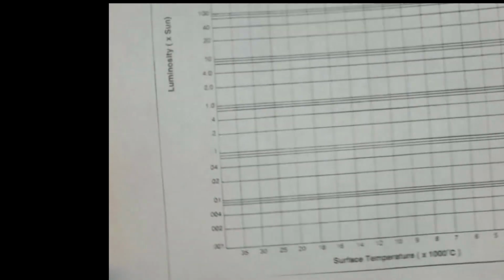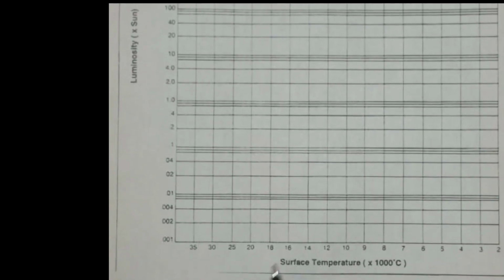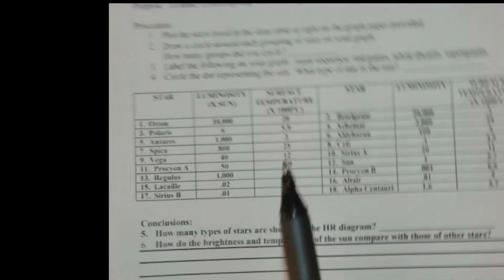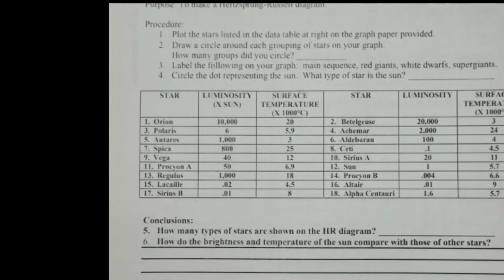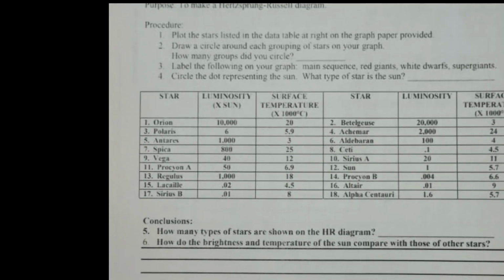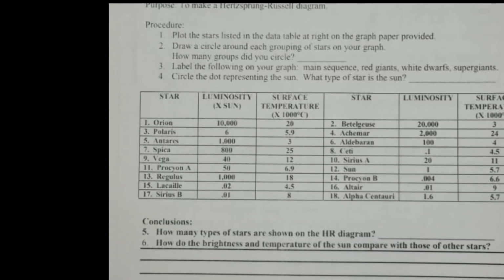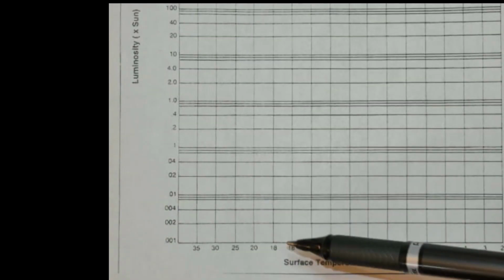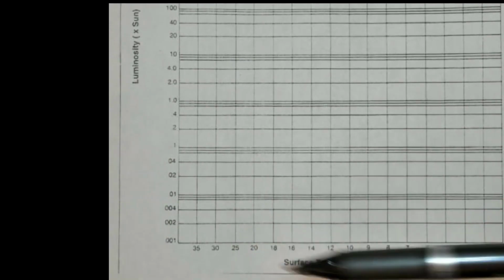Now along the bottom of the chart, you have your surface temperature, and they already have it multiplied by 1,000, or that's the unit, right? So in that case, that would be 35,000, 30,000, 25,000. But if you look at the first page, they don't even give it to you like that. They just give it to you plain here. So in this case, it says 20, and then that means it would be 20, right? Just as simple as that.